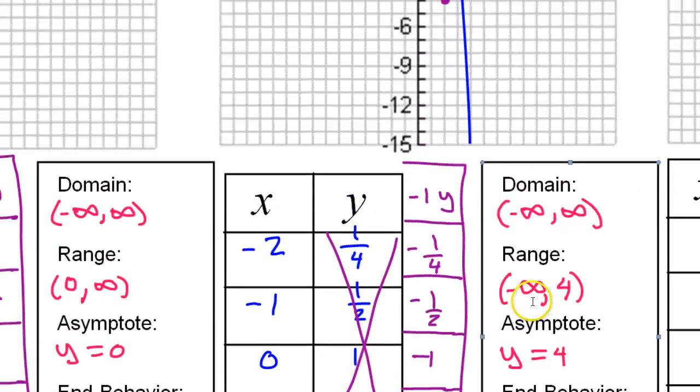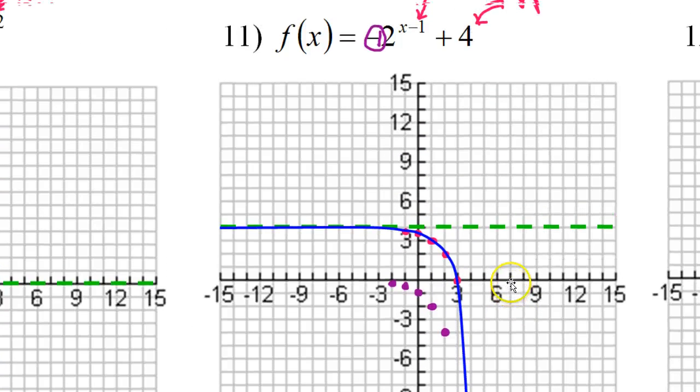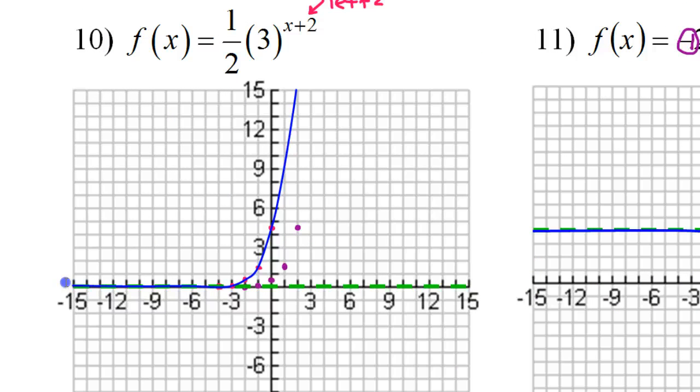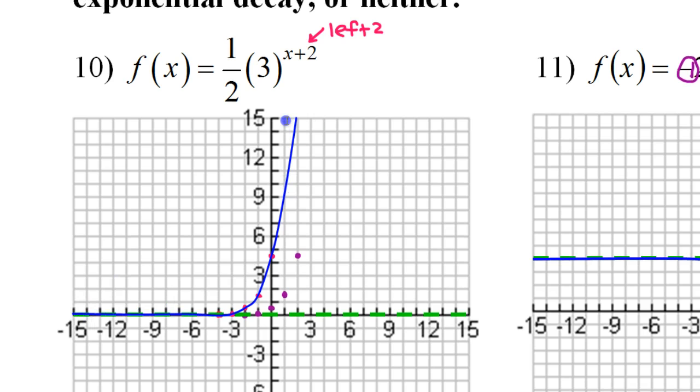Now, I think we were also supposed to say something about whether or not this is growth or decay. So looking back at number 10, this is exponential growth. You can see that the graph is increasing as we go from left to right. And that's really the word we've been using. We've been talking about increasing.